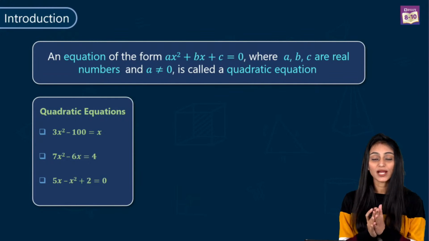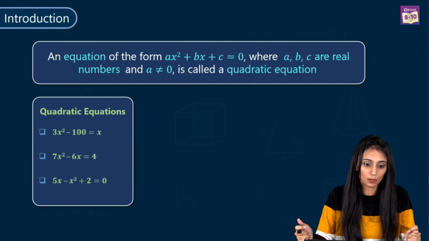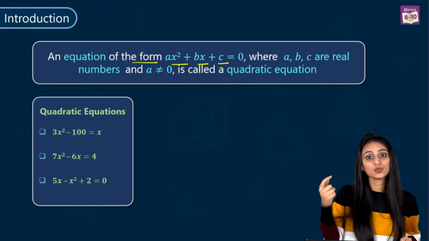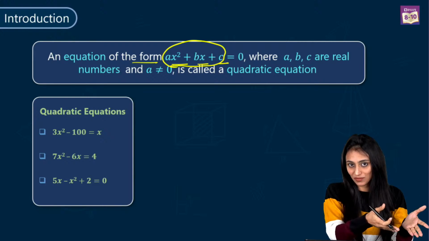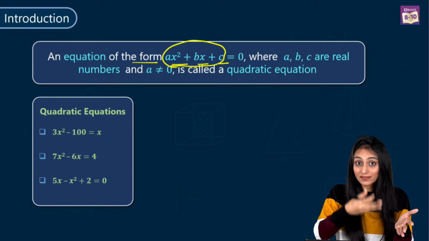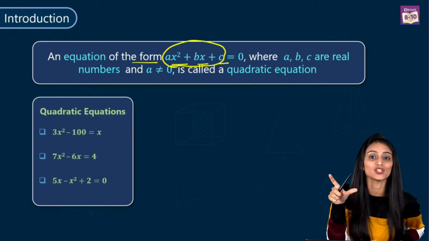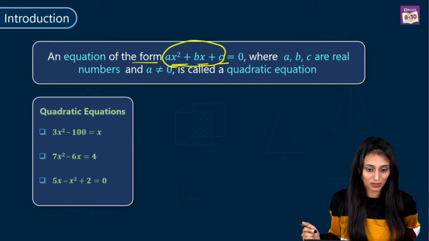Now, we will try to understand what a quadratic equation is, right? This is what the chapter is all about. So an equation of the form ax square plus bx plus c equals to 0. So this was the quadratic polynomial. This is what I told you in the previous slide, right? But when this is equated to 0, we call it a quadratic equation. This is the difference between an expression or an equation also, right?